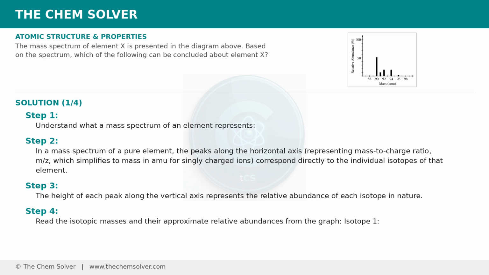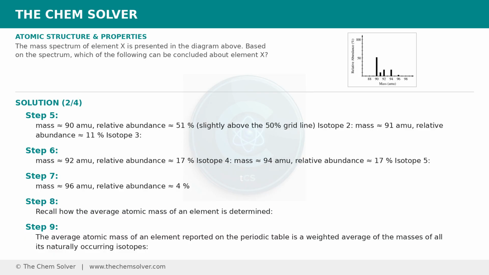Read the isotopic masses and their approximate relative abundances from the graph. Isotope 1. Mass approximately 90 AMU, relative abundance approximately 51%, slightly above the 50% grid line. Isotope 2. Mass approximately 91 AMU, relative abundance approximately 11%.